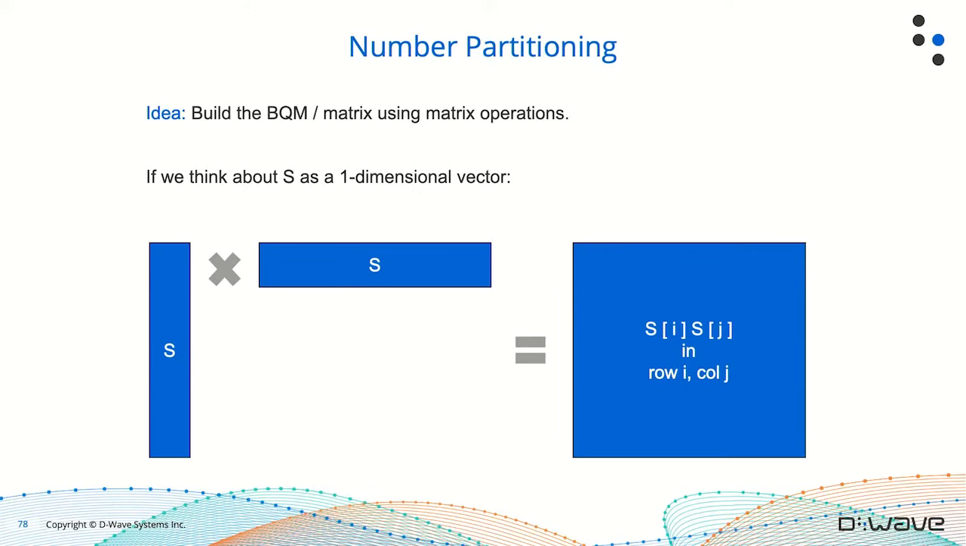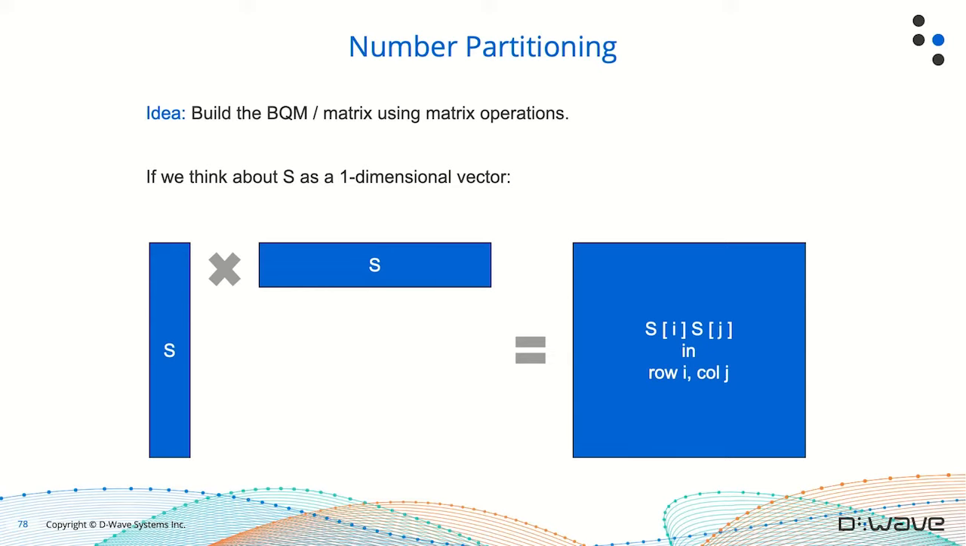So the idea is that we're going to build up this matrix of those linear terms along the diagonal and the quadratic terms above the diagonal using matrix operations. So the first thing that I'm going to do is that list S of numbers, I'm going to think about that as a one-dimensional vector.